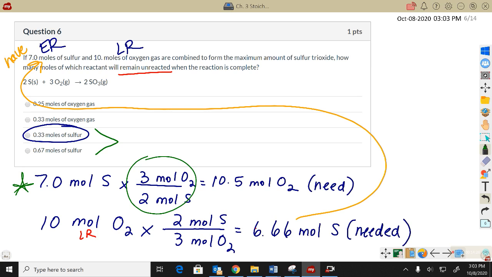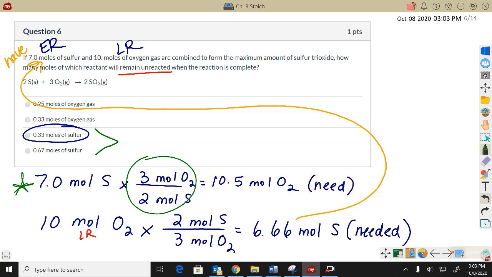And we are actually really close to the 2 to 3 ratio, but not quite perfect. I need 10.5 moles of oxygen, but I only have 10. So oxygen will end up being my limiting reactant, which means then that sulfur is in excess. So automatically I know that one of the last 2 choices is right. Sulfur is my excess.